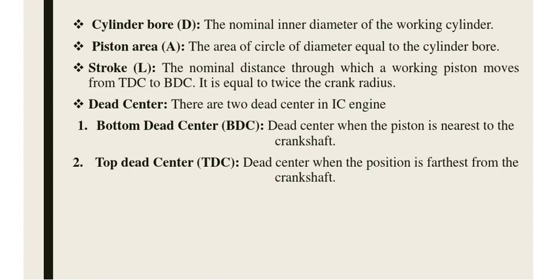Then the next is my piston area, which is indicated by capital A. It is defined as the area of a circle. That is, my piston area is the same as the area of a circle, which is given by pi by 4 d square, where d is the cylinder bore.